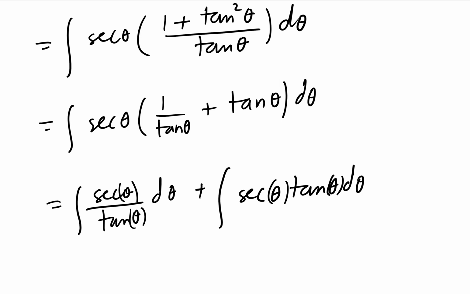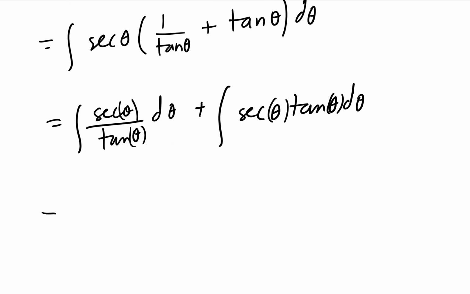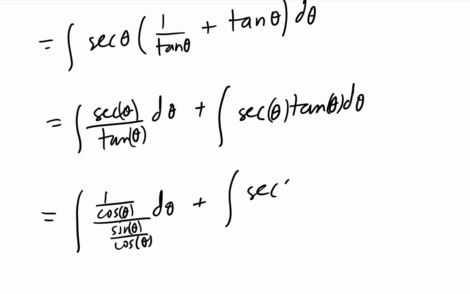If we happen to be stuck on the integrals for trig, that's when you need to convert things into sine and cosine. So secant is 1 over cosine, tangent is sine over cosine. Sine theta over cosine theta, d theta. And let's keep the last one the same for now.